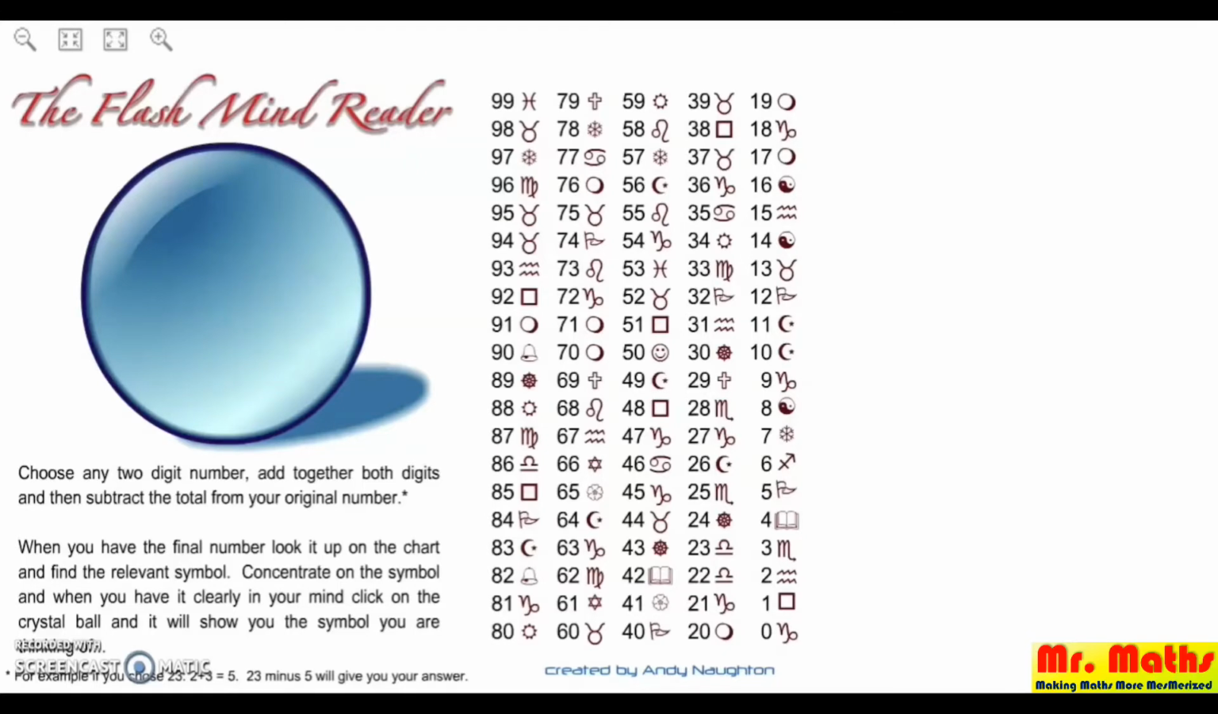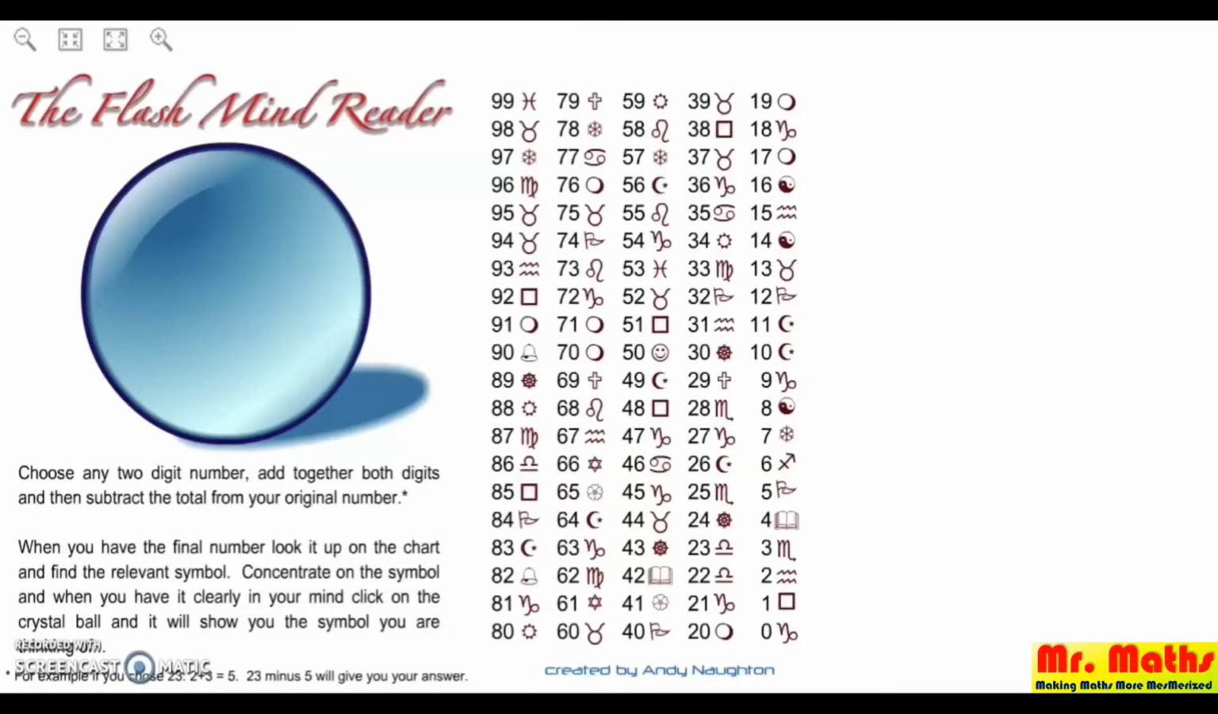You can see here there is a big circle and there are so many numbers and so many symbols. Now how to play this game, I will explain. It is already written here. Choose any two-digit number. You have to add the two digits. You can select any two-digit number.